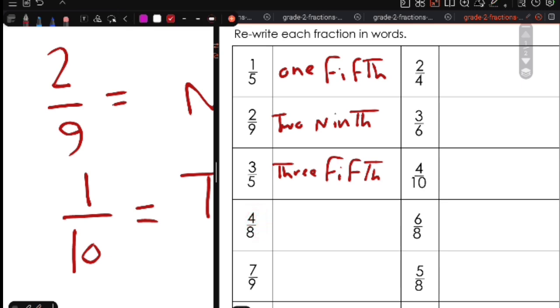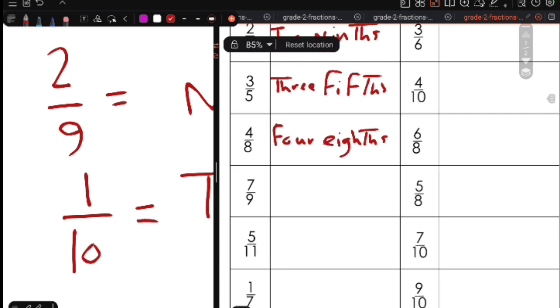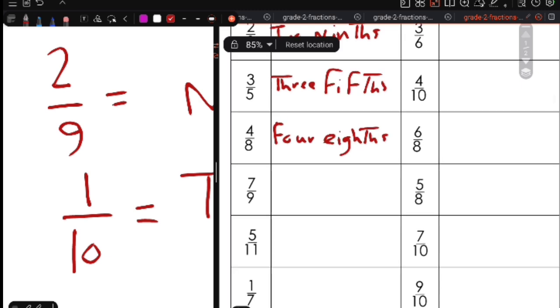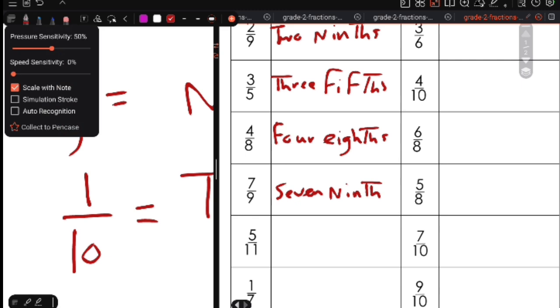The fourth one, I have 4/8, I write it as 4, let's move this, 4/8, and we will add s here, I forgot s. Okay, let's see the next one. I have 7/9. I will write it as 7, 9th. And the next one, a new one.